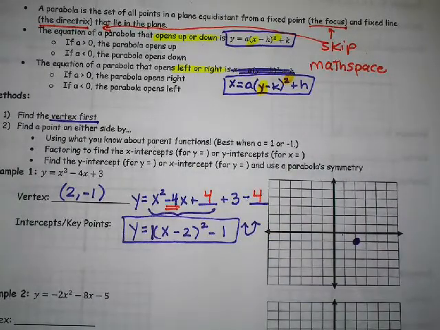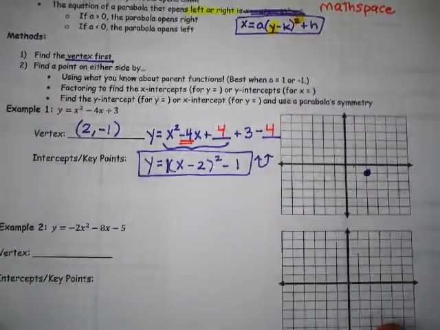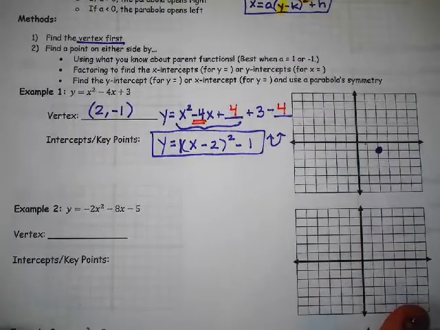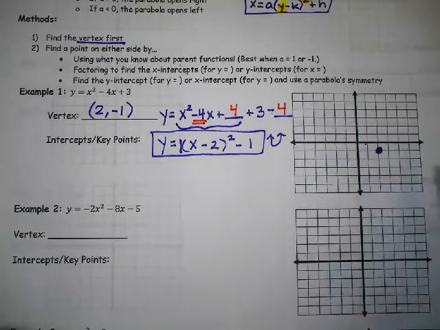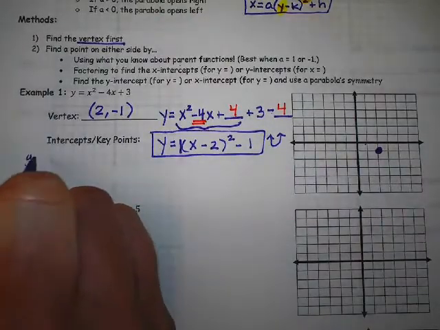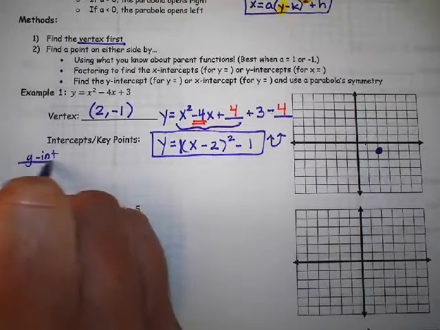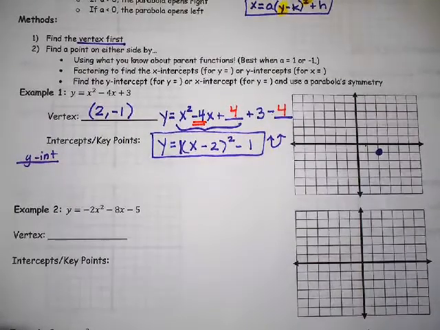I only need 2 more points, and this is where you have some choices as to what you want to do to find those points. One thing you can do is try to find intercepts. This might be the longer way, but I'm going to show you how in case you prefer this. I'm going to look for my y-intercept.